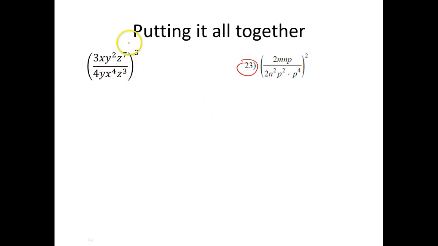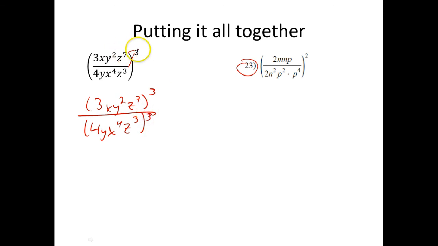So we have a fraction, all to a power. So remember, the power has to go to the top and to the bottom. So we'll have the top, 3xy squared, z to the 7th, all raised to the 3rd power. And on the bottom, we have 4yx to the 4th, z cubed, all raised to the 3rd power as well. Because we had to distribute the 3 to the top and to the bottom.